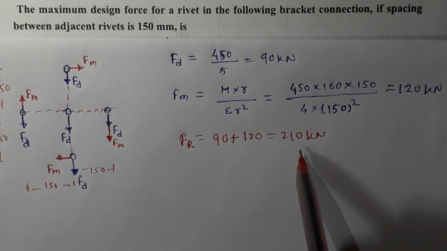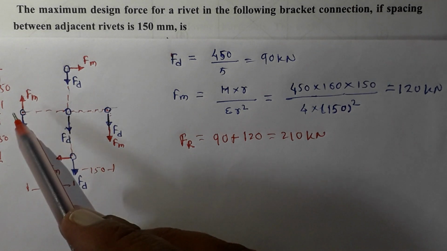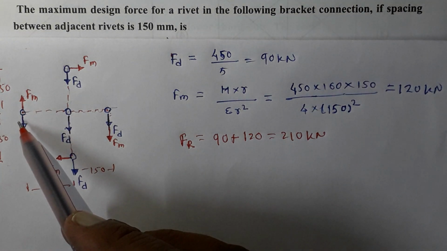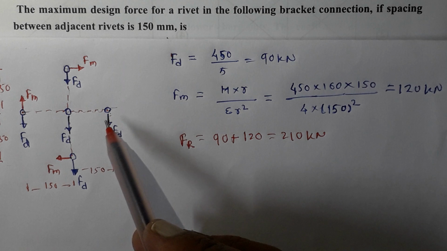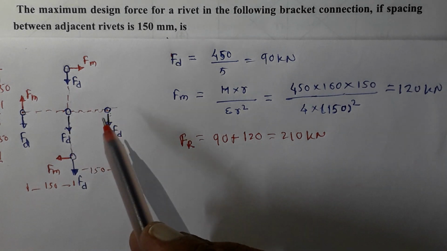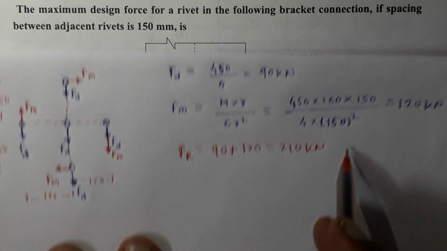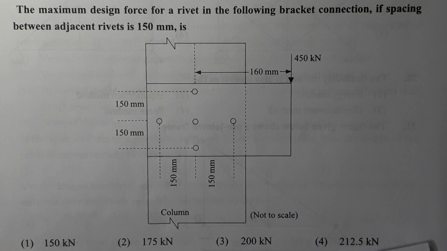which is 210 kilonewton, whereas this rivet will be subjected to minimum value of shear force. And while calculating the design force, we will always have to consider the worst affected rivet, and this rivet is the worst affected, 210 kilonewton. So out of the 4 options, the correct option is option number 4, that is 212.5 kilonewton.